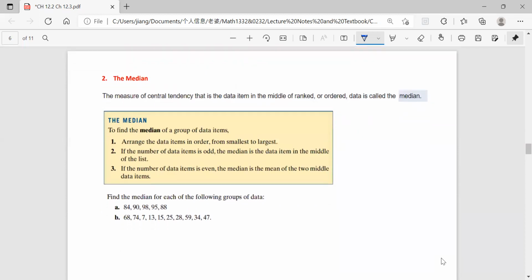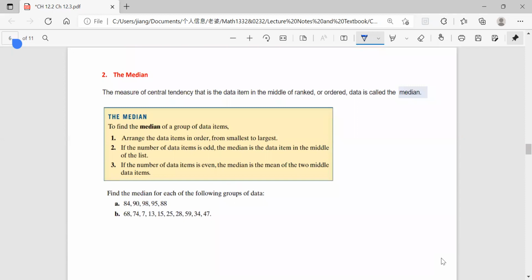Next one, let's learn the median, the measure of central tendency. The data item in the middle of the ranked or ordered data is called the median. So what's the meaning of median?